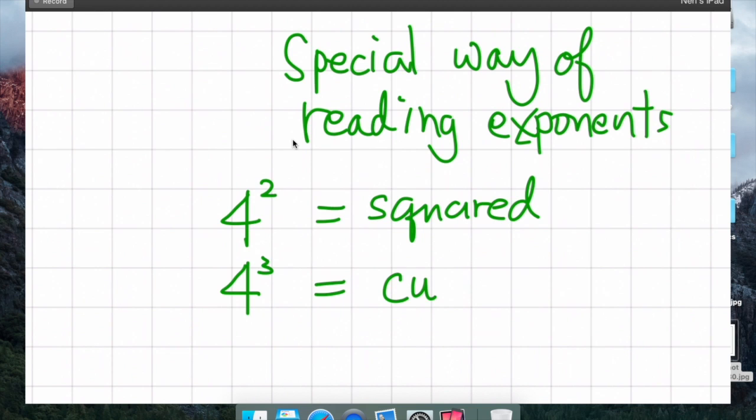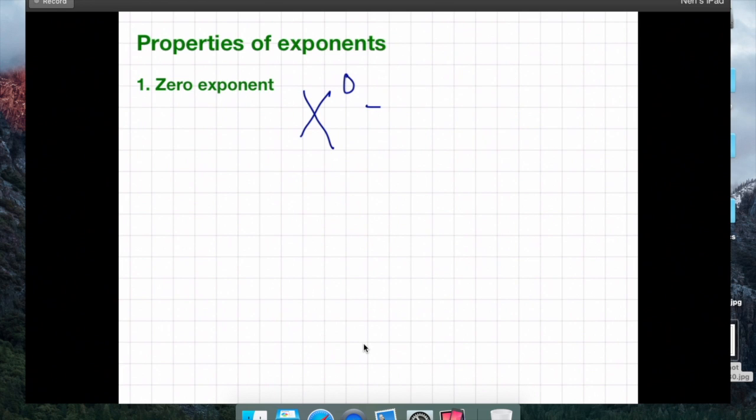Just like multiplication and addition, exponents also have some properties, and the first one is called the zero exponent property. This property simply states that any number raised to the 0 power is equal to 1. So for example, 9 raised to the 0 power is 1. Again, I don't need to use my brain with that one. Or if I have, let's say, 9,348 raised to the 0 power, that is 1.